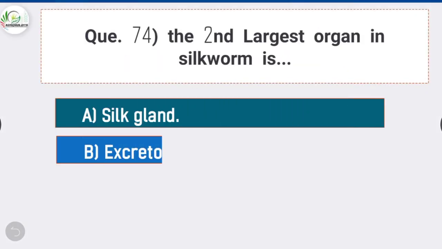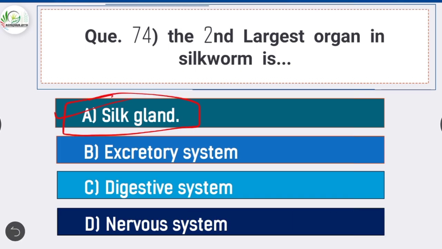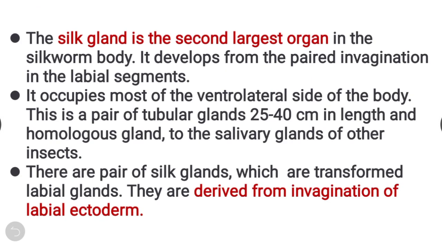Question number 74. The second largest organ in silkworm is, and the correct answer is silk gland. The silk gland is the second largest organ in the silkworm body. It develops from the paired invagination in the labial segments. It occupies most of the ventrolateral side of the body. This is a pair of tubular glands 25 to 40 cm in length and homologous gland to the salivary glands of the other insects. There are a pair of silk glands which are transformed labial glands. They are derived from invagination of labial ectoderm.